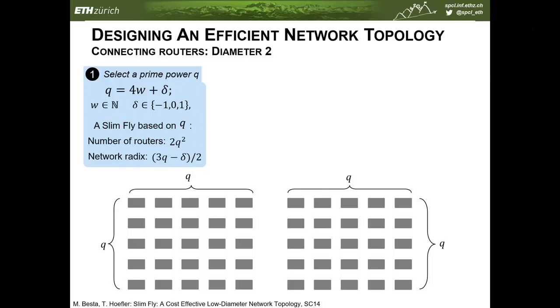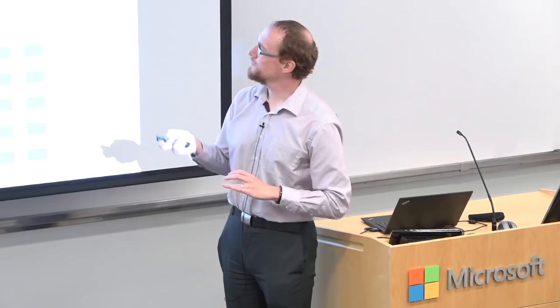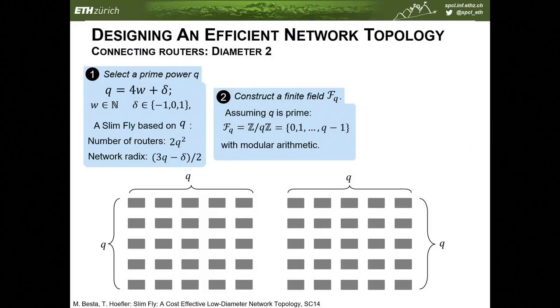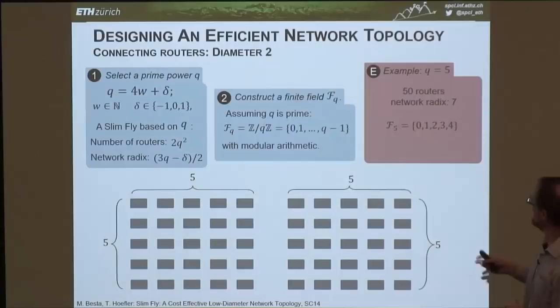Once we have picked that prime power, we have to build a so-called finite field. Again, if you like group theory, you will immediately relate to this. The idea of this finite field, if q is prime, that's the easiest case. So for example, with 5, we can do this. The finite field will just have all the elements from 0 to q minus 1, so 0, 1, 2, 3, 4 in this case, with modular arithmetic modulo 5 in all these cases. For example, if you look at q equals 5, we get 2 times 5 squared routers. So that's 50. Network radix will be 7. Here it's 5 by 5, and the finite field will go from 0 to 4. Very, very simple.